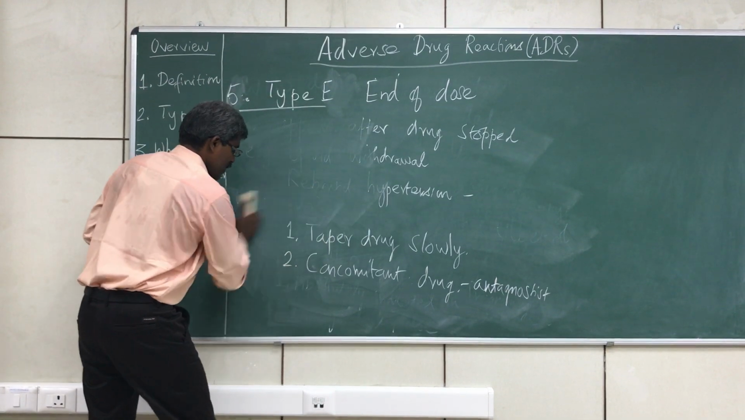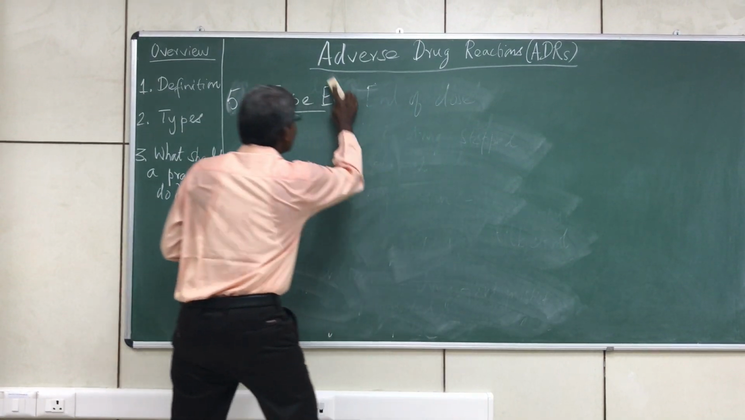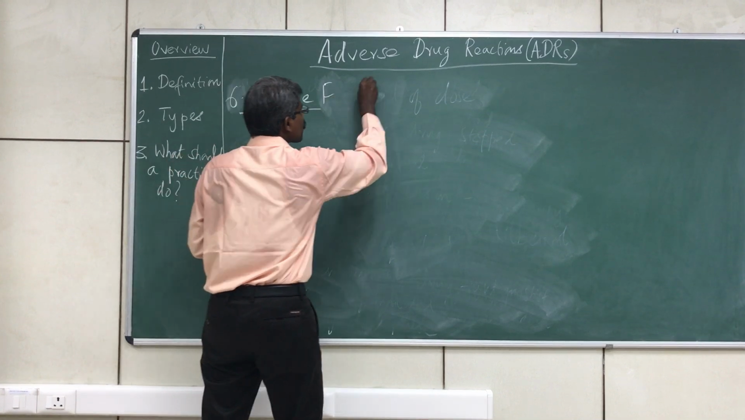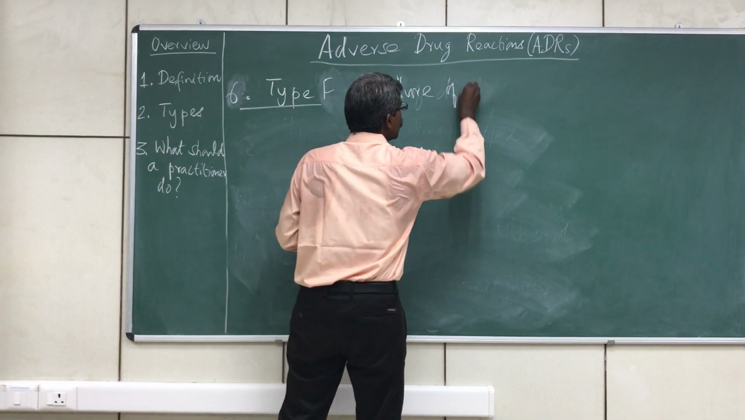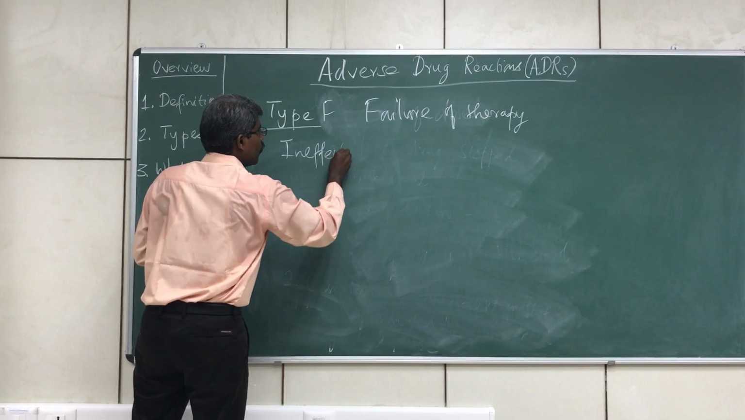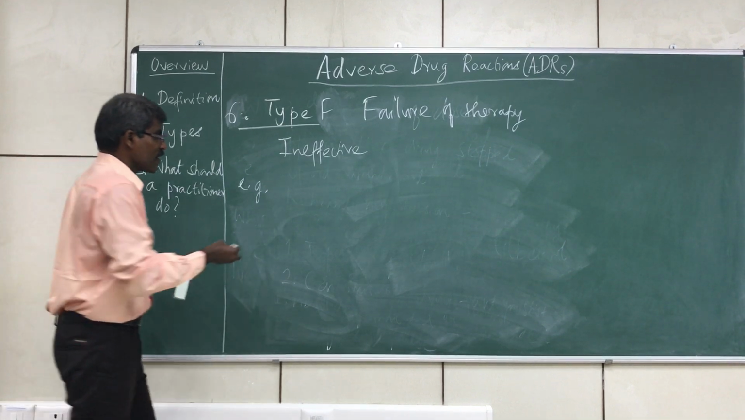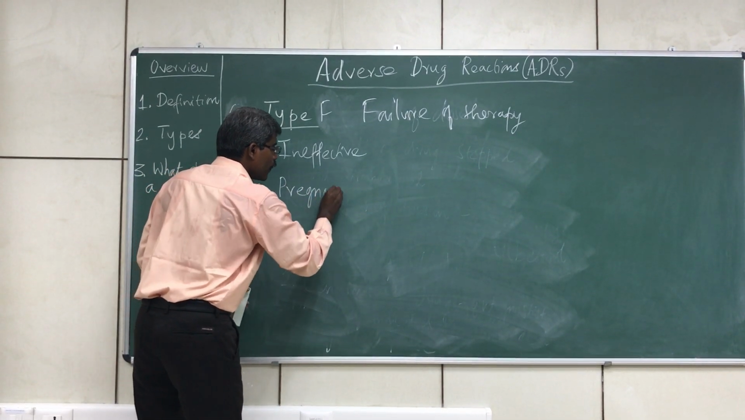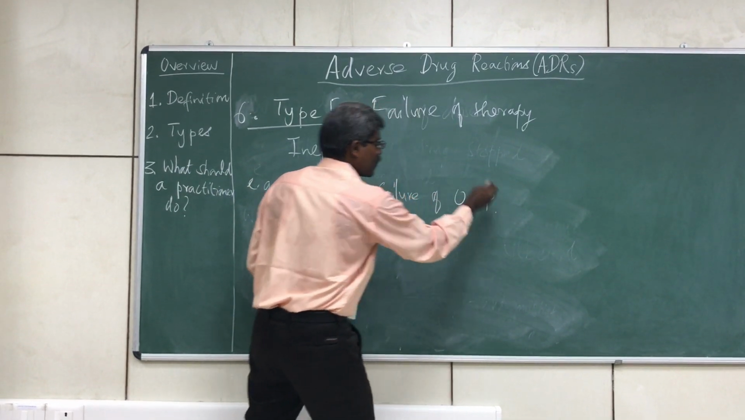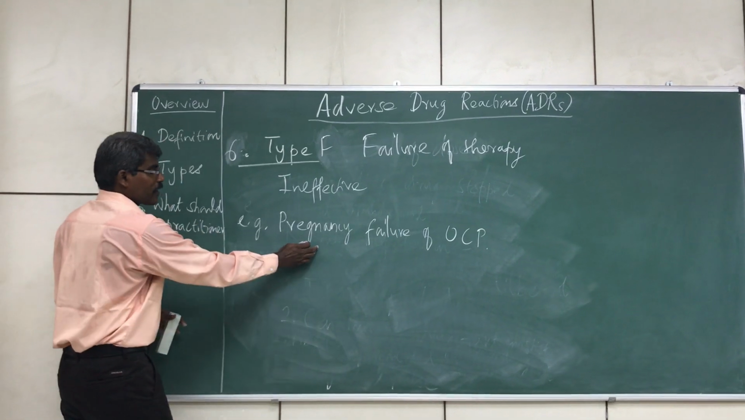The last type is the type F, isn't it, right? Now, what does F stand for? This is the sixth type, type F reaction. F stands for failure of therapy. Ineffectiveness of a drug can also sometimes lead to an adverse effect. A very classical example of this type F reaction is pregnancy due to failure of contraception, failure of oral contraceptive pills. This is a very classical example of how ineffectiveness of a drug can lead to an adverse drug reaction. Here, the pregnancy is unwanted.